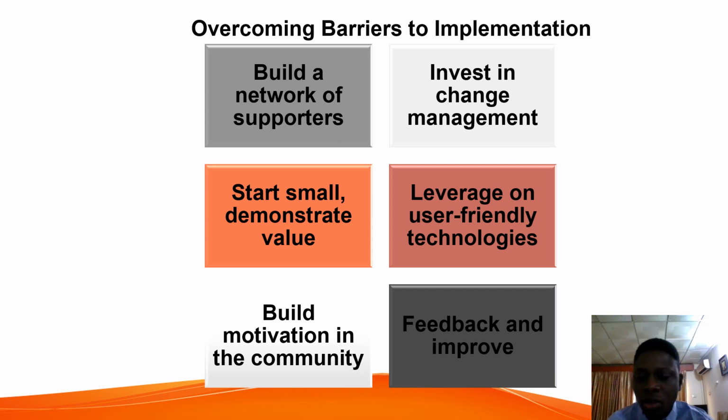Leverage user-friendly technology. This is very important. What are the tools, what are the technologies you can use to promote socially conformable young people in the society? I'm speaking in respect to the problems I identified, or was using as examples, in the previous slides. So you must build motivation in the community. Let the community members see it as their own thing, and then you'll be getting feedback on how you can improve on these solutions or programs. So these are the ways you can overcome barriers to the implementation of your solution.